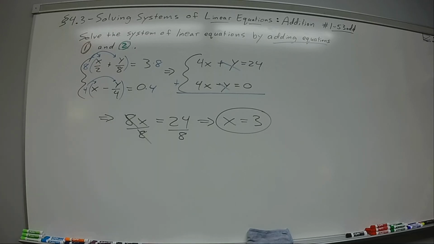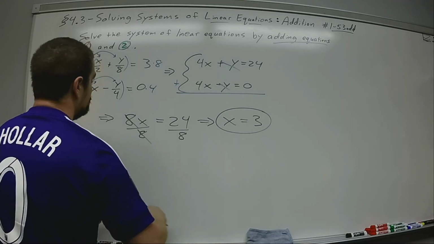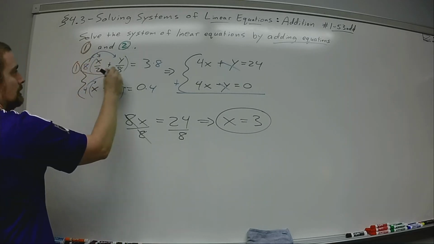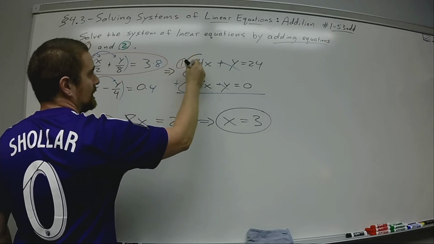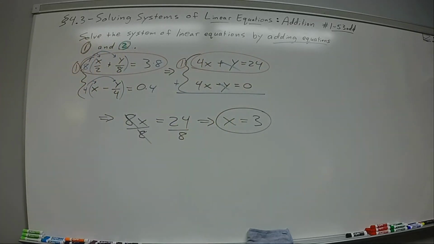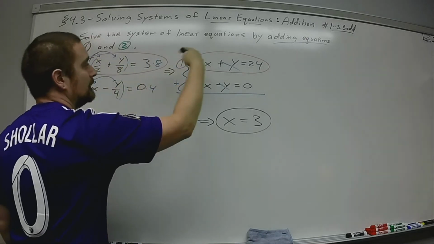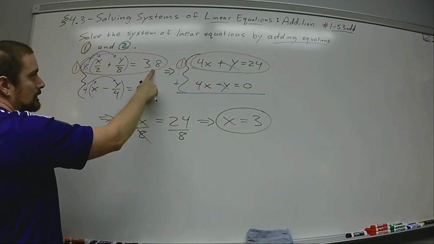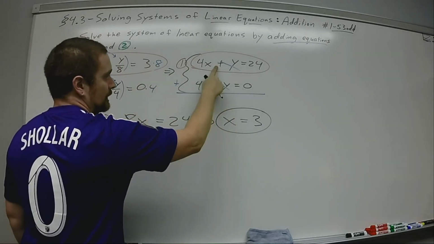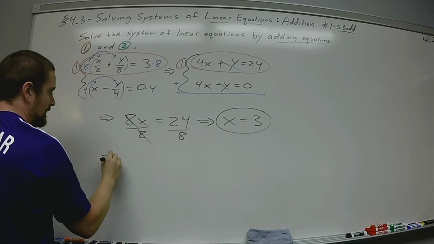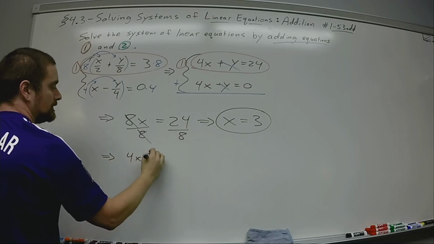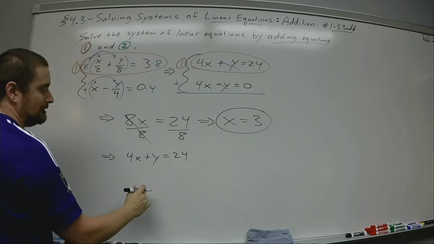Now I have to go back and plug in that x value to figure out what my y value is. Again, remember, this equation 1 that you have right here is the same thing as this equation 1 that you have right here. All the same information is there. It still has that equality. So plugging 3 into here and then clearing the fraction by multiplying by 8 and then figuring out what y is, you've already done that step. You don't need to redo that step.